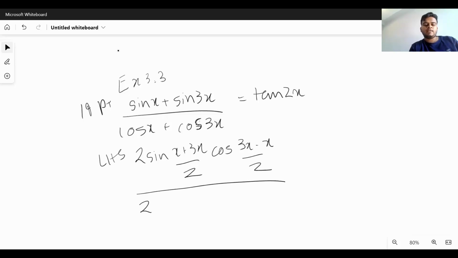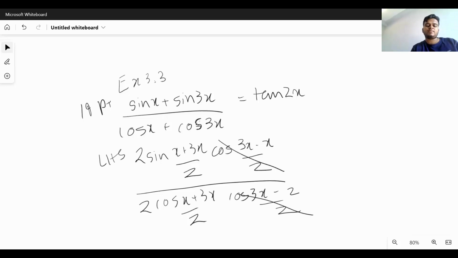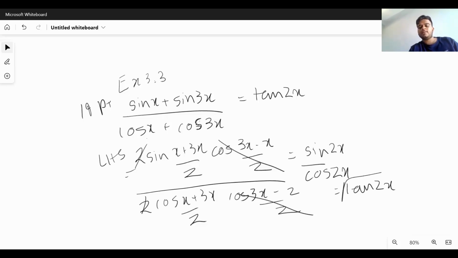And at the end, we have cos x plus cos y is nothing but 2 times cos of (x plus y) by 2 cos, correct? This term and this term are similar, so they are the same, so they get cancelled. 2 and 2 get cancelled, and what we are left with is x plus 3x is equal to 4x divided by 2 is 2x. So sin 2x divided by cos 2x, and that is nothing but tan 2x, correct?